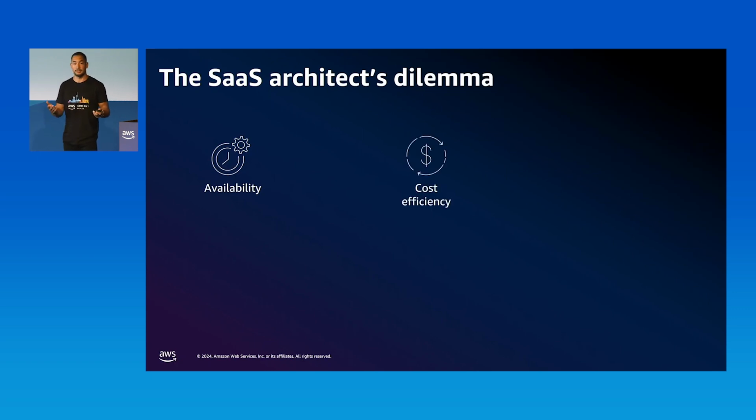The second point is cost efficiency. At some point in time, you want to achieve economies of scale in your SaaS environment. That's the reason why most customers even go into SaaS. So on the one side, you want to have high availability and design your infrastructure like that. But on the other side, you want to have a cost-efficient infrastructure.